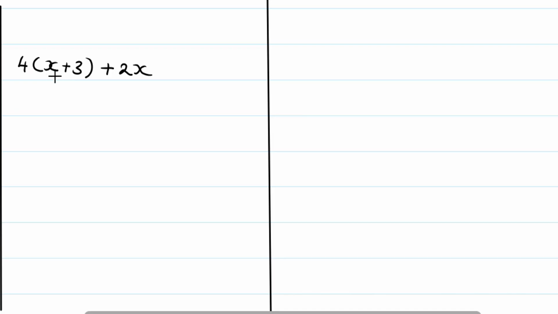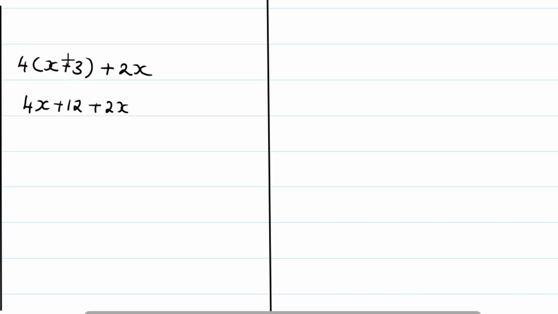In this case, when you open the brackets, it means you take the value outside the brackets and you multiply it with all the values inside the brackets. Like in our case, we have 4, and then inside the brackets, we have x. So I'll take 4 multiplied by x, which will be 4x. Then again, I'll take 4 multiplied by 3, which will be 12. And then we have our plus 2x. This one here, because it is not inside the brackets, we will not multiply it with 4.